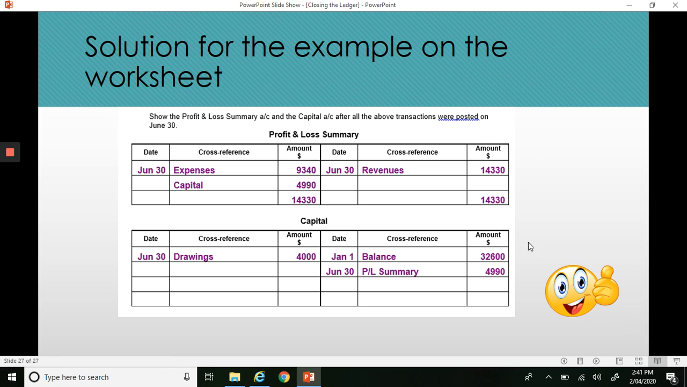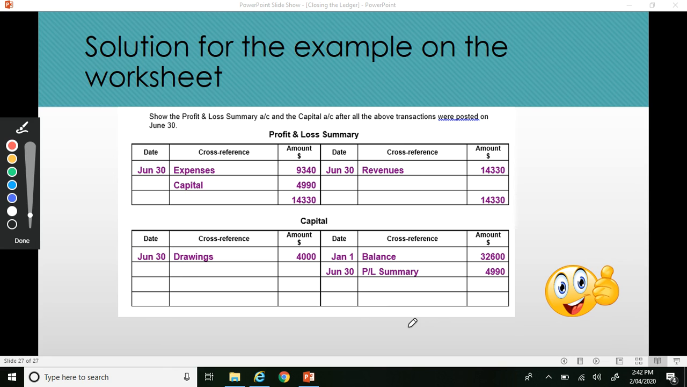Here is the solution for the example on the worksheet, with the profit and loss summary. So remember that it's a summary account, so we just write revenues and the total from that entry in the general journal, and the same with expenses, just the total, and then the difference, of course, is the profit. We don't write profit, it gets transferred to the capital account, and so here it is here. And of course the drawings as well. I haven't balanced this one. Of course, if you were completing the ledger, you would balance it off.